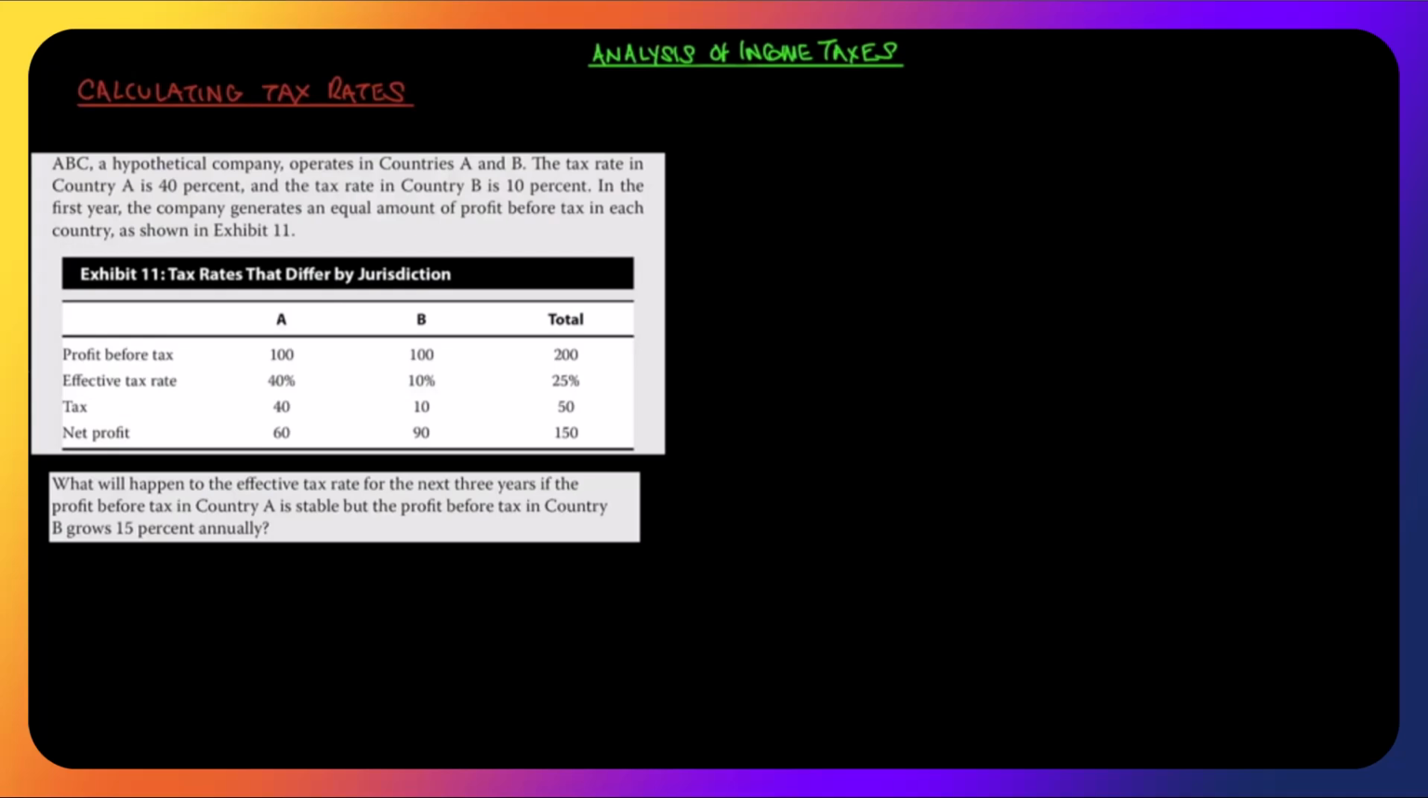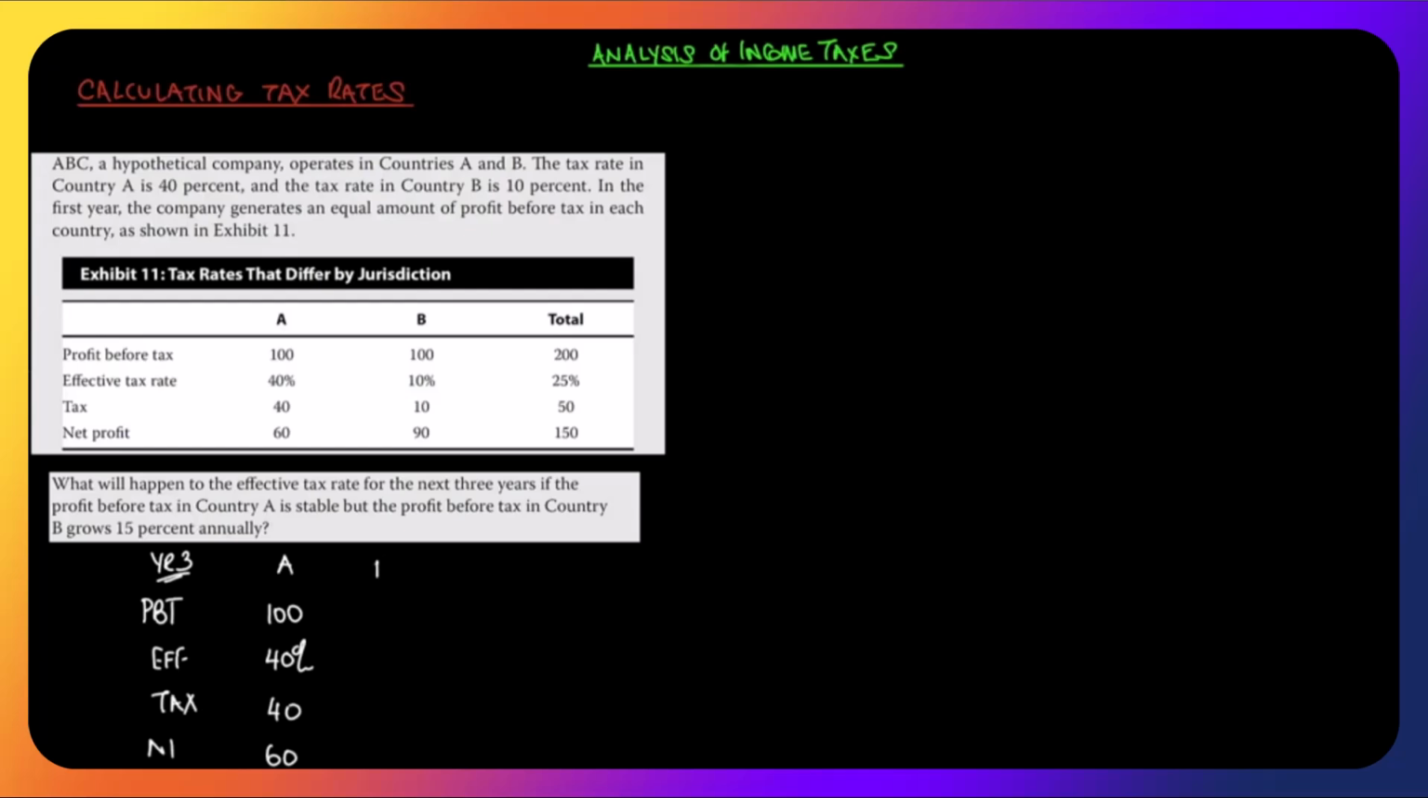But this is the interesting question. What will happen to the effective tax rate for the next 3 years if the profit before tax in country A is stable, but the profit before tax in country B grows 15% annually? Well, we'll see the whole answer in a minute, but just kind of logic it out to begin with. Country A, profit before tax is stable, so I'm just going to hop to year 3 to see the biggest difference. 100 for A, effective tax rate is 40%, hence tax is 40, net income is 60. Fairly straightforward stuff, nothing changed.